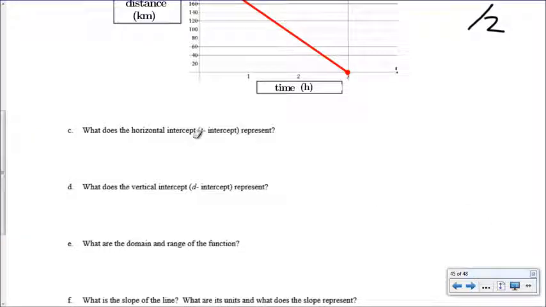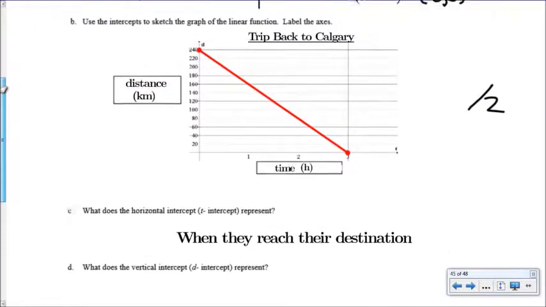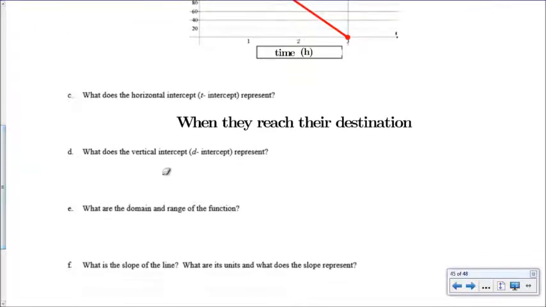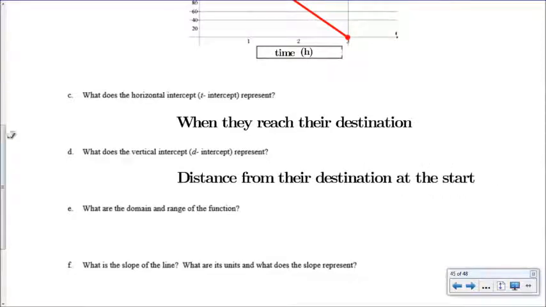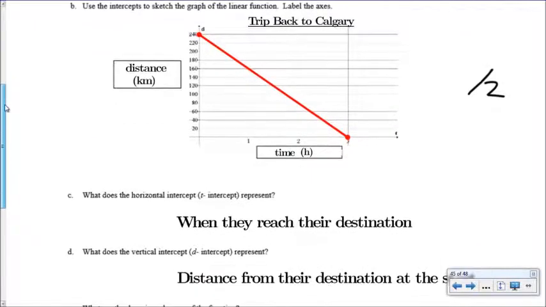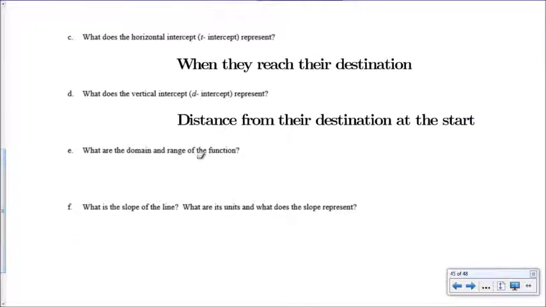Moving on, what does the horizontal intercept represent? So that's there. That is when they reach their destination. So Calgary is their destination, right? So they started off a distance away from Calgary, and they got closer and closer to Calgary, and once they reach there it is. Okay, vertical intercept is the distance from their destination when they started. I don't know where that would be physically. I think it could have been Wetaskiwin. You can maybe search that up on Google Maps if you want. Okay, so that's that. So each of these out of 1.